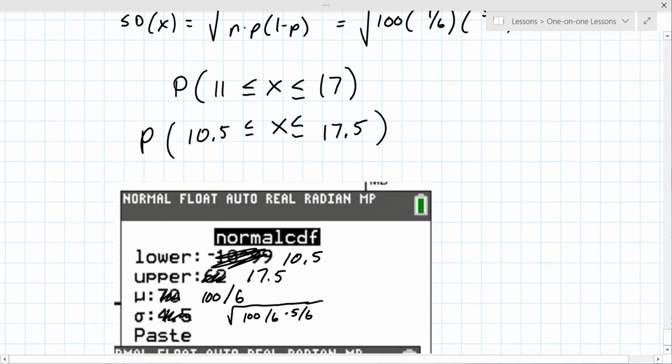Because if you start rounding, you'll run into all these issues potentially. So let me do it here myself. We've got 100 divided by 6. Standard deviation is the square root of 6 times 5/6. 0.5618. Let me get caught up to you here. 10.5 to 17.5. I get 0.5395. What did you get for your standard deviation?